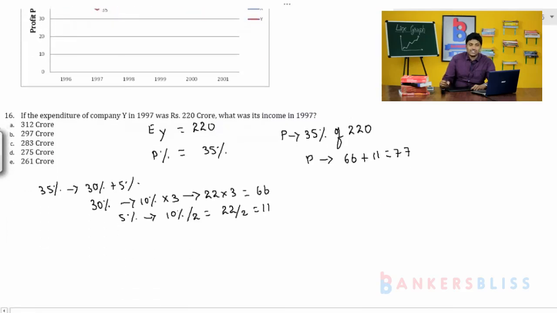You got 77. So now income is equal to expenditure plus profit. So expenditure is 220, plus profit, that is 77. So altogether you are going to get 297 crores. Option B is the right answer. Only thing is you have to calculate the profit amount and add it to the expenditure, and you are going to get the total income. So option B is the right answer.